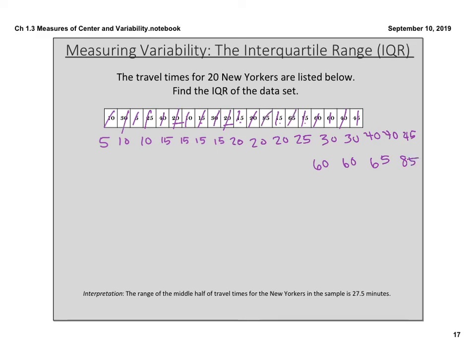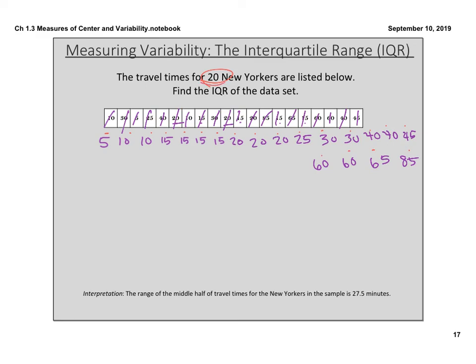Okay, so there's all my data listed in order. I am going to count my N. Oh, I already know my N. It's 20. Let's just make sure I got everything. 1, 2, 3, 4, 5, 6, 7, 8, 9, 10, 11, 12, 13, 14, 15, 16, 17, 18, 19, 20. Okay, good. So now I need to find my median.